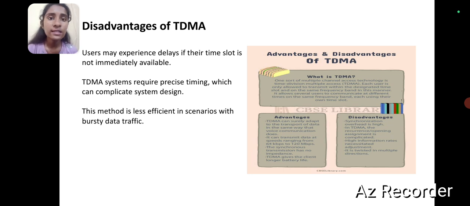So what are the disadvantages of TDMA is that the users may experience delays if their time slot is not immediately available, since TDMA will basically divide the time slot based on the frequency available. So if the time slot is not immediately available, then there is delay in the transmission of the signal. Next, TDMA systems require precise timing, which can complicate system design. This method is less efficient in scenarios with bursty data traffic. So basically, if there is message piling or files piling, then TDMA will not work well in mobile network areas.